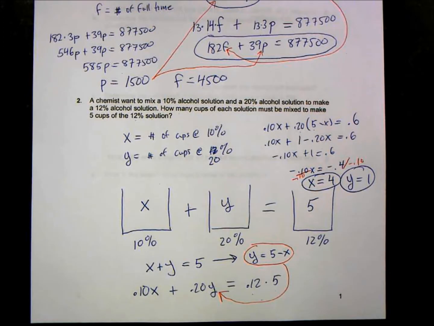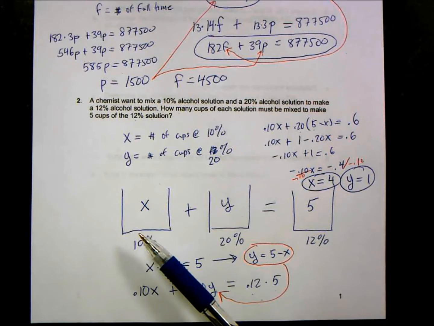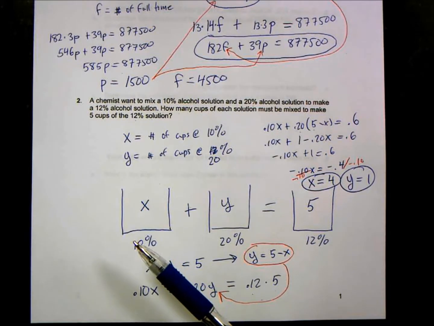What if I had done this whole problem, I did all my work, and I got all the way down, and I got x equals 7? That can't work. Why not? Because I only had 5 cups. If I only have 5 cups, can I start with 7? No. So what would that tell me? I made a mistake somewhere. I got to go back and fix it.